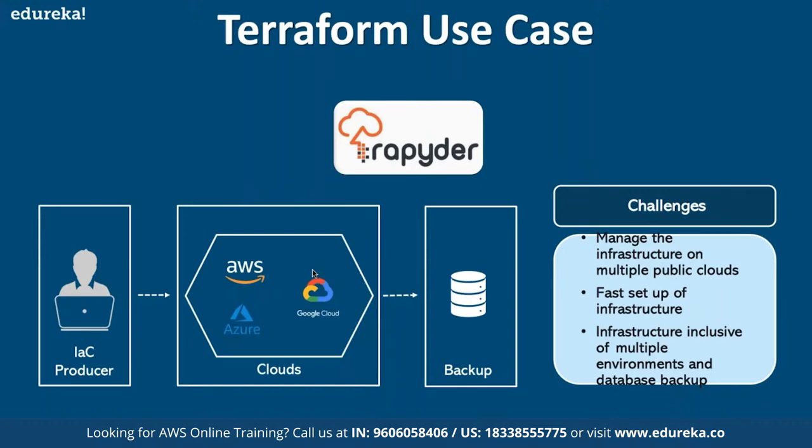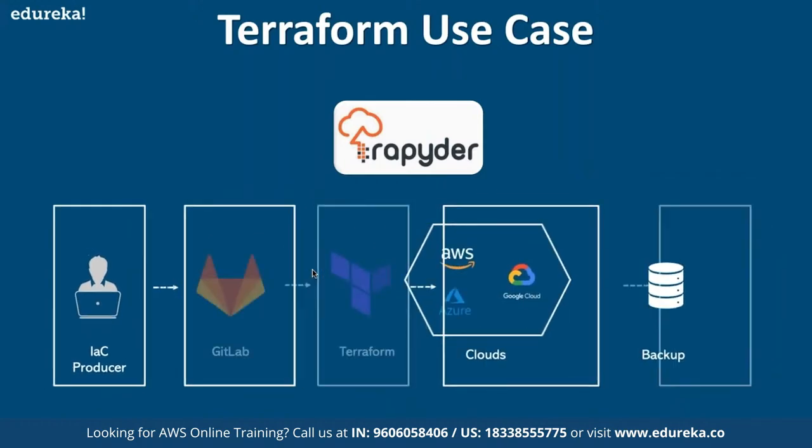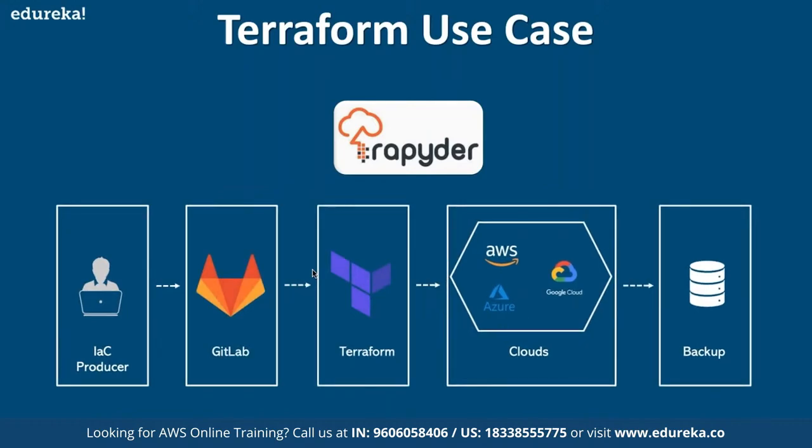They want this setup to be faster. They want the infrastructure environments to be available at the click of a button and to manage the infrastructure in different public clouds. To answer this, the solution is Terraform. When the developers commit the code to GitLab, it can call Terraform, because they are using Terraform to build the infrastructure in different clouds, which can also help them take backups. So with one single solution, they can create resources in different clouds and also take backups. This is how organizations automate infrastructure creation using Terraform. They write a piece of code, put it in GitLab, run it, and it creates everything on their behalf.